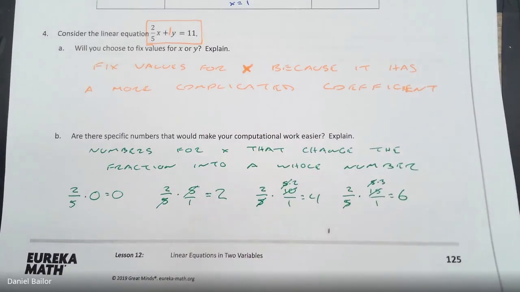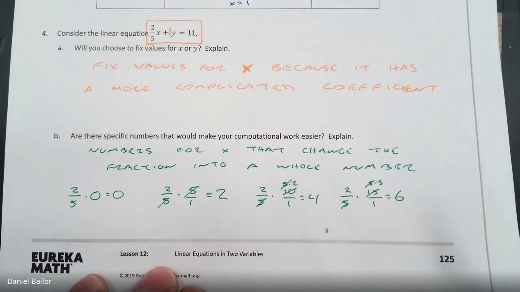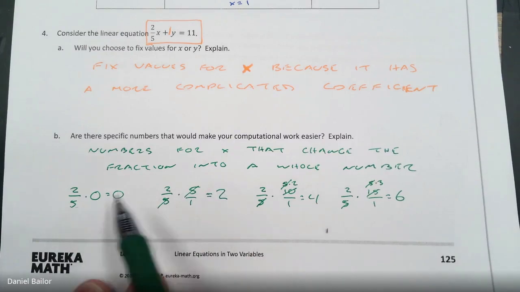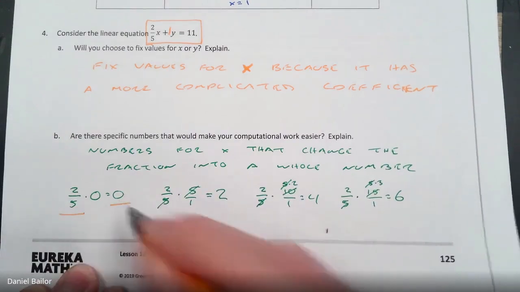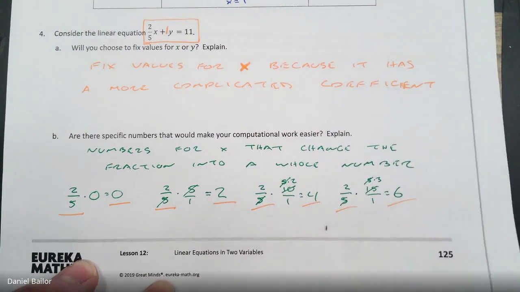So do you see why it's good to have a plan before you start just fixing values? Have a plan for your fixed values. Because some people do 0, 1, 2, 3, 4, 5, and you're going to have a lot of fractions. But I'm going to pick numbers that make the fraction go away. Like this, the fraction, gone. Start with a fraction, gone.